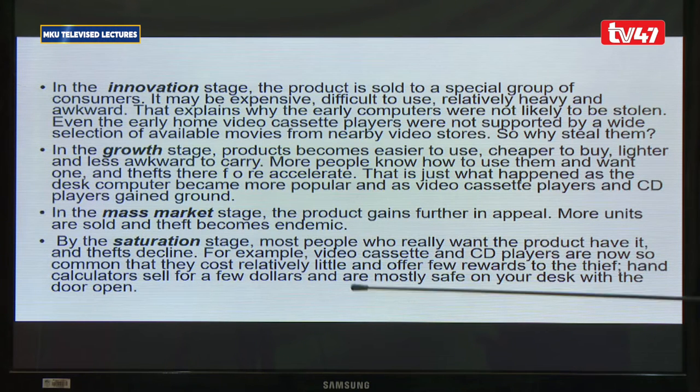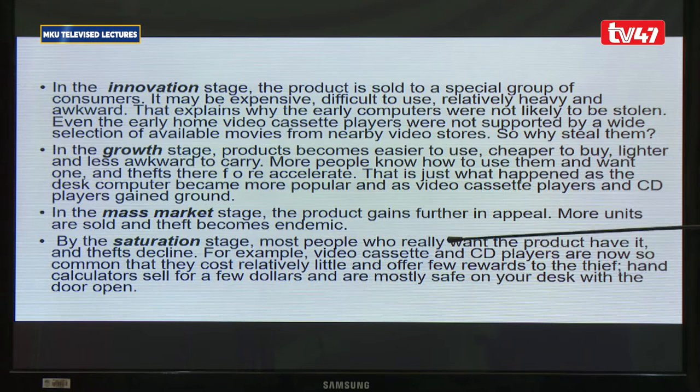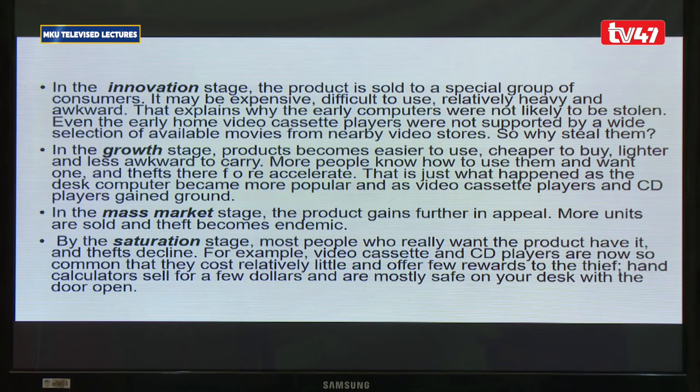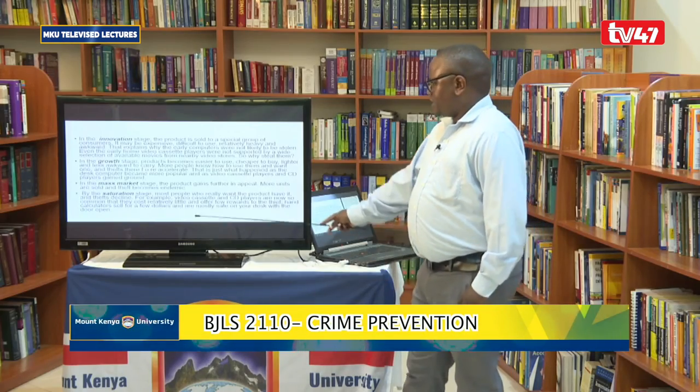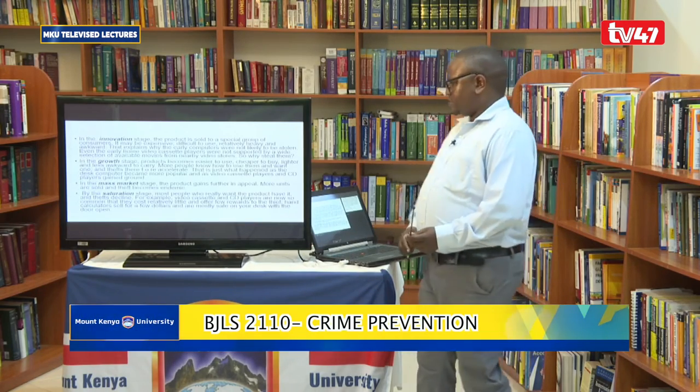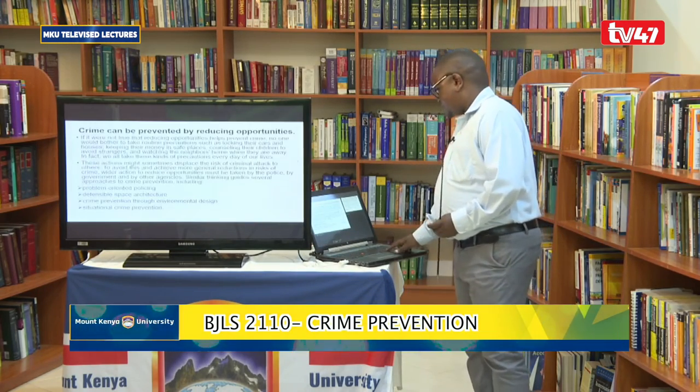Then you have saturation. When you talk about saturation, there are so many in the market that their value reduces. Everyone who wants the product already has it, so the need for them to be stolen reduces. As we talk about DVD players, because they're everywhere and they're so cheap, they're no longer in demand. Even the chances of being stolen become much less, because if you are to sell them, you won't get much money as a result.